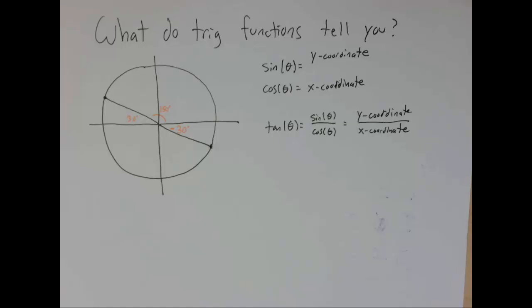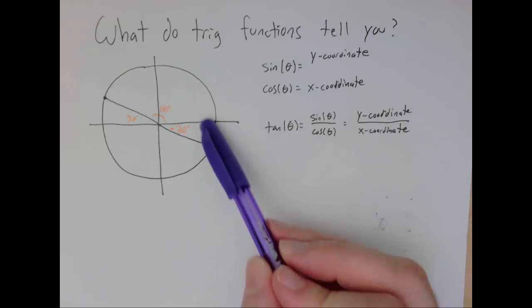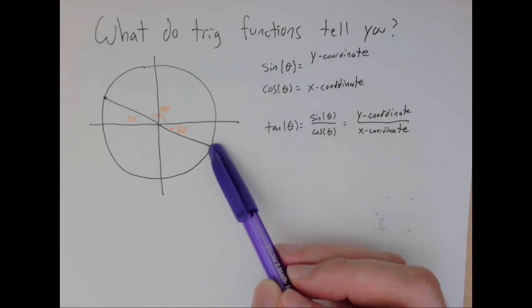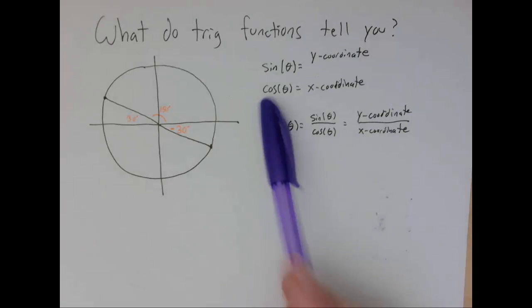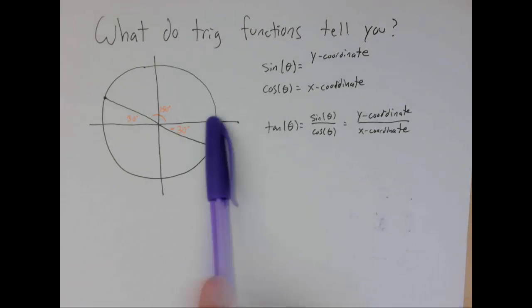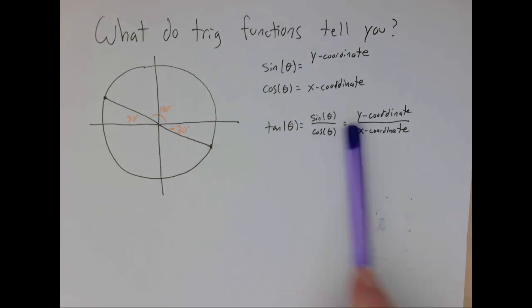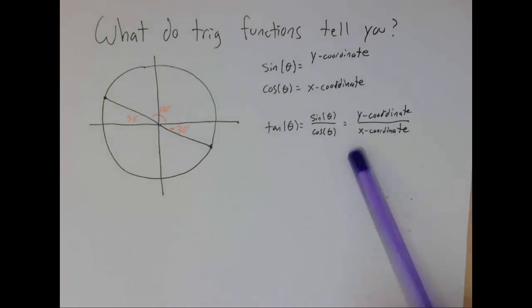This is important because it gives you a different understanding of what the tangent function is, and we're leading towards inverse tangent. On the unit circle, the sine of an angle is just telling you the y-coordinate of the point that's at that angle on the circle. And cosine of an angle will tell you the x-coordinate of the point on the unit circle. So tangent is just sine divided by cosine, which means it tells you the y-coordinate divided by the x-coordinate.